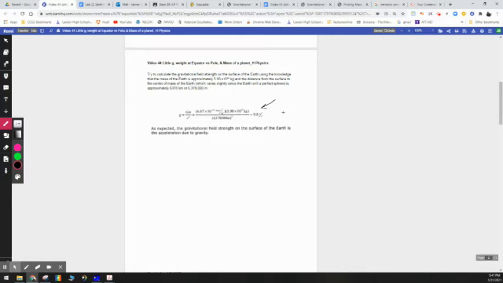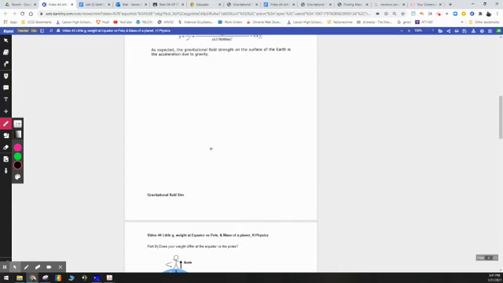Now, another question that comes up is, how do we know what the mass of the Earth is? That's going to come up in the next topic. Right now, I'm going to hit pause, and let's take a look at the gravitational field sim.